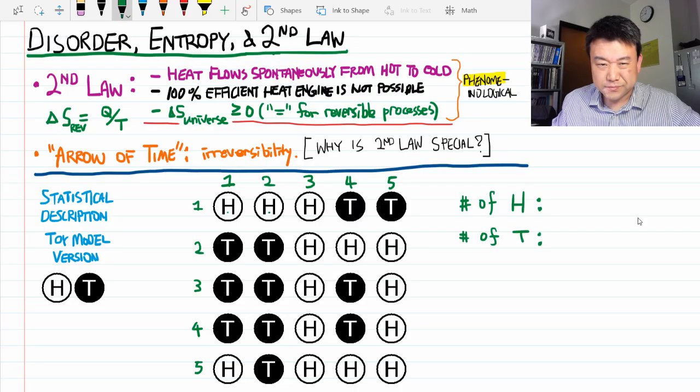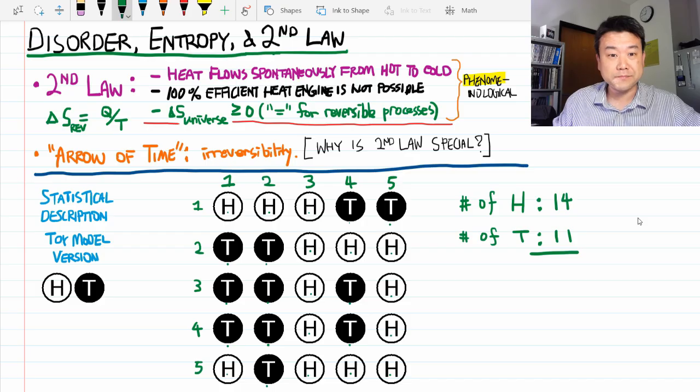1, 2, I'll count silently. 13, 14, 14. Counting the number of tails. 1, 2, 10, 11, 11. And they add up to 25, just a quick checksum.